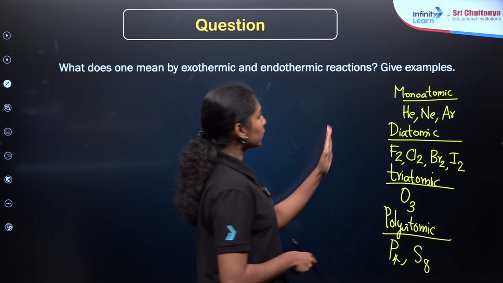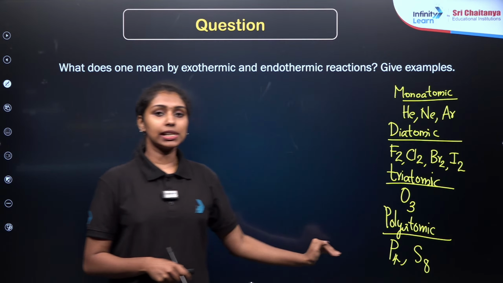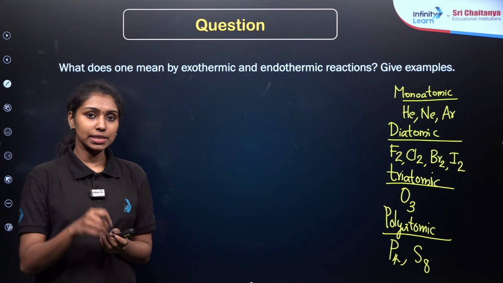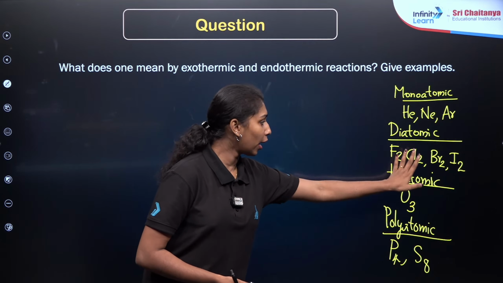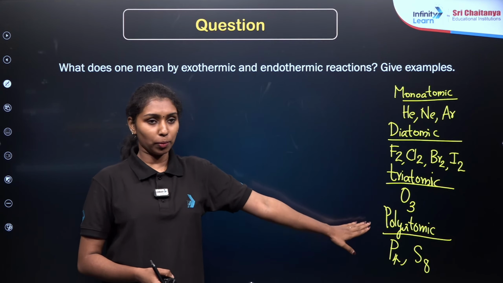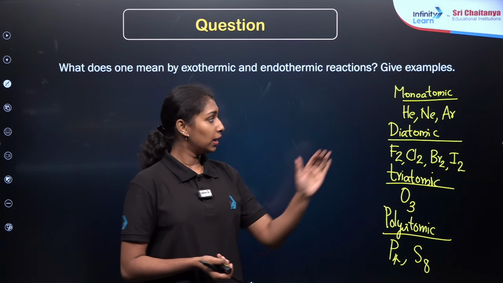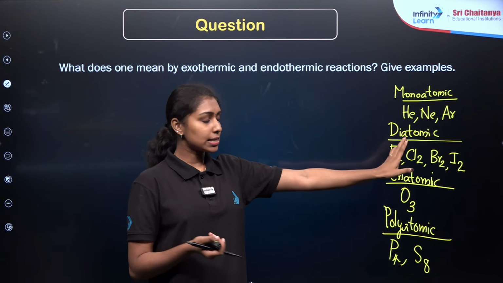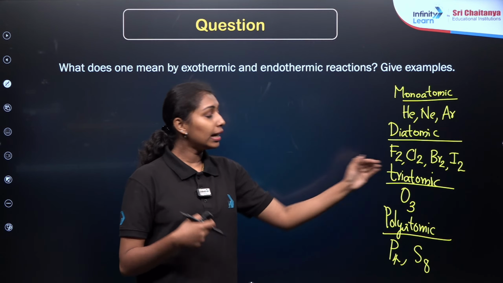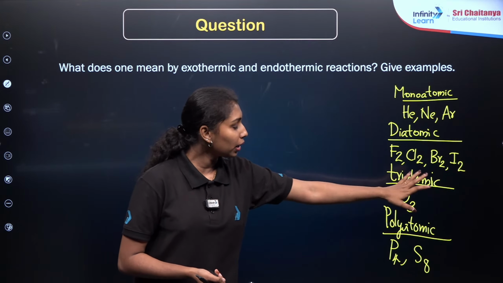Okay, one second. So this is about the atomicity of molecules, right? Whenever you are focusing on the atomicity, we can divide it into monoatomic, diatomic, triatomic and tetraatomic. Generally, monoatomic molecules contain only a single atom, for example all the inert gases like helium, neon and argon. Then diatomic means fluorine, chlorine, bromine, iodine.